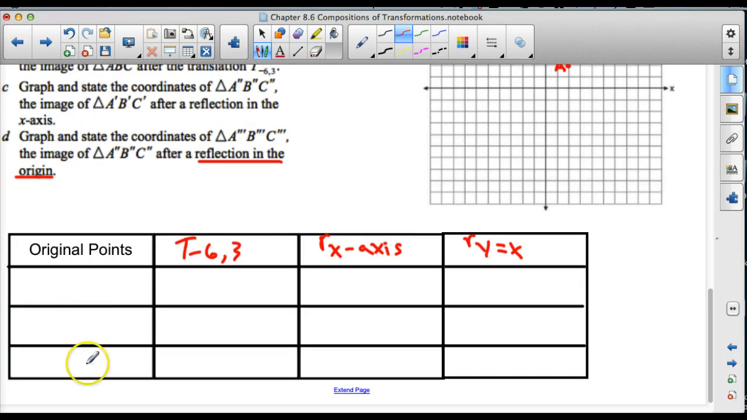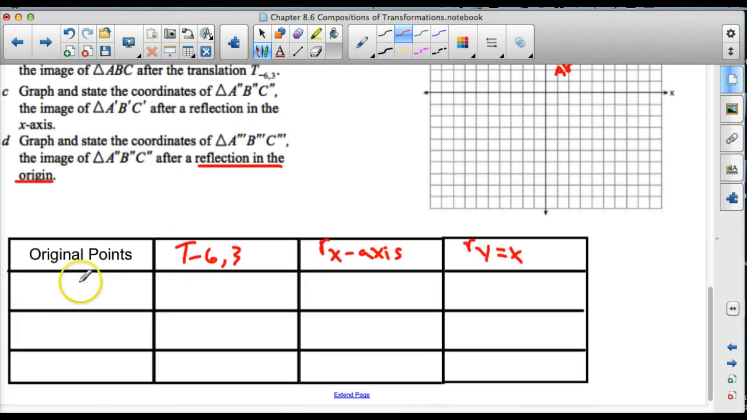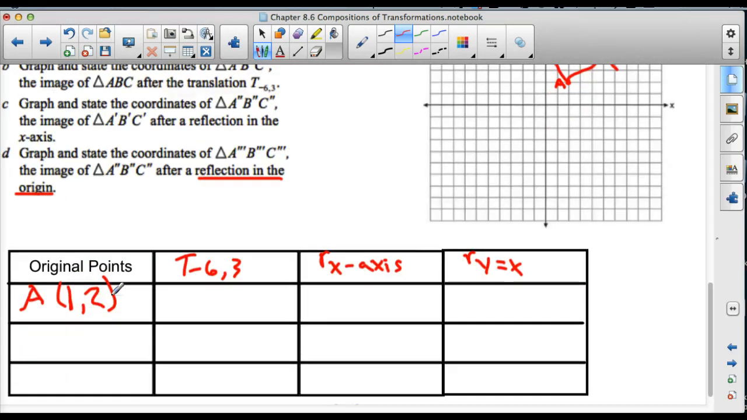And the table I already made was like this because we have points A, B, and C. So let's put those points in there. We have point A, which is 1 comma 2. We have point B, which is 0 comma 5. And we have point C, which is 5 comma 4.